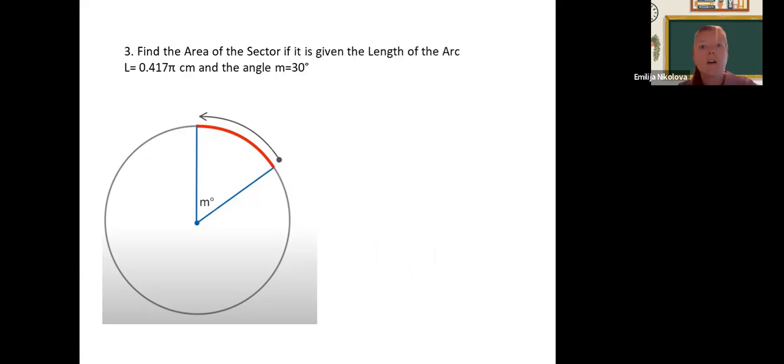Okay, so now we have kind of the same exercise, but it's more difficult. It's rotated a little bit. So we need to find the area of the sector. The area of this one, if it's given the length of the arc and the angle. So first, what we need to find out. Can someone help me? Tell me what we need to find out first. A little interaction so I know you are listening to me.